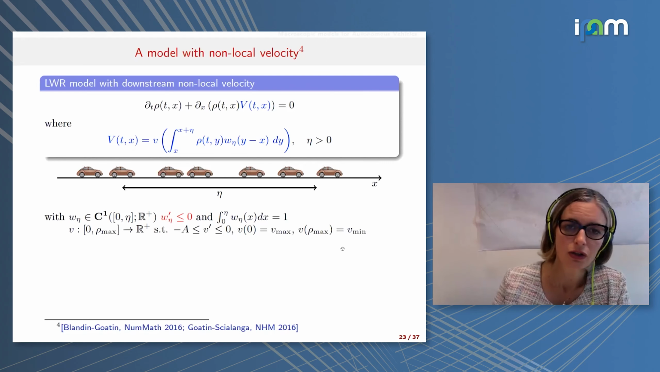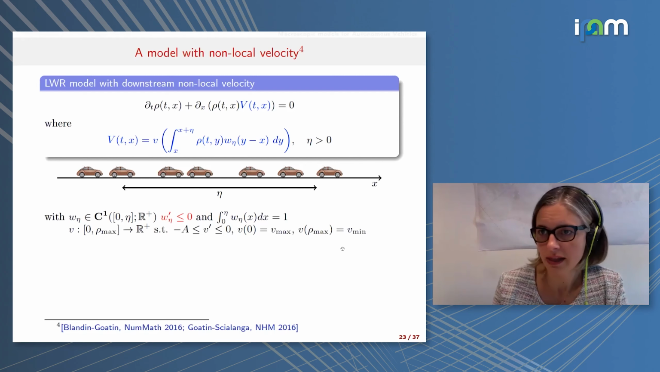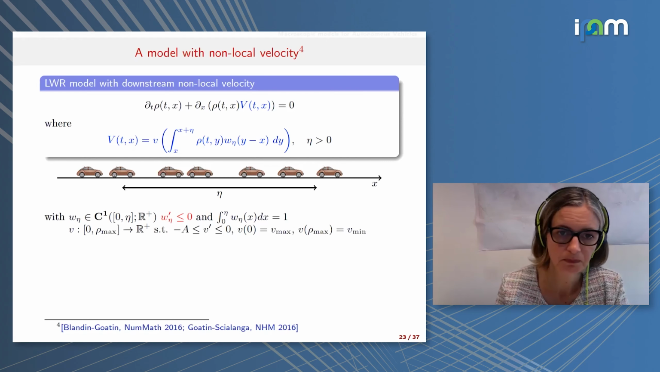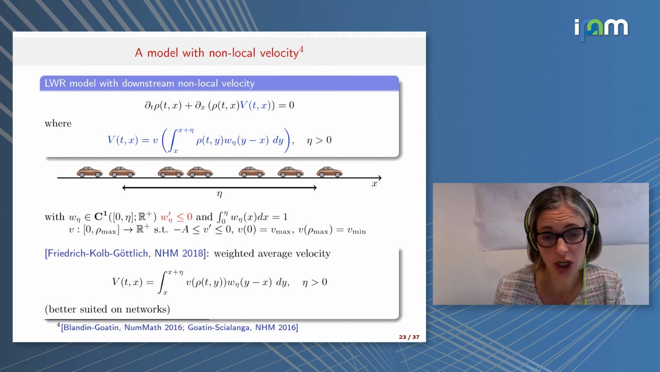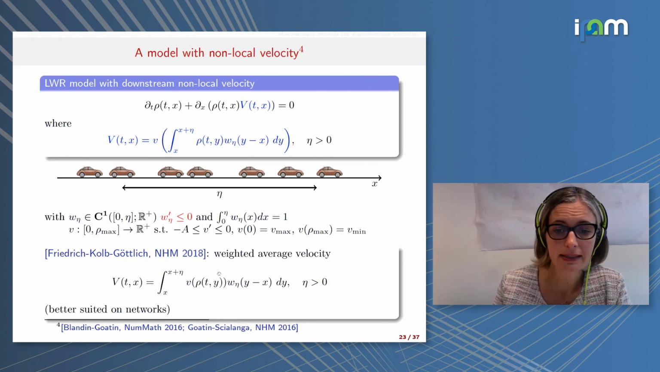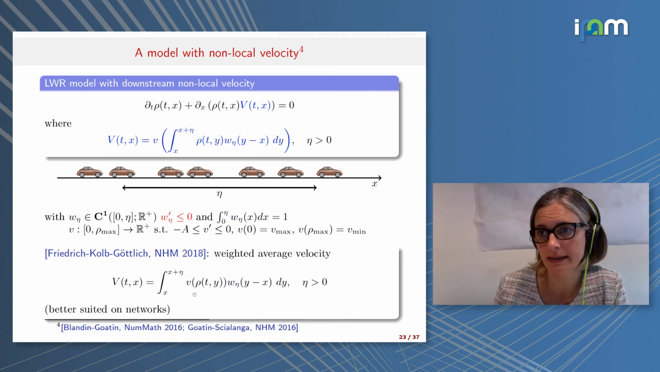Okay, so I don't change the LWR model. I just change the dependence of the speed on the density. So this can be one choice. Another choice was proposed more recently by some colleagues in Germany. Instead of averaging the density and computing the speed on the average density, they proposed to average the speeds directly.